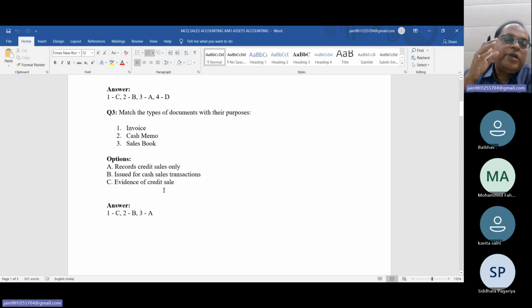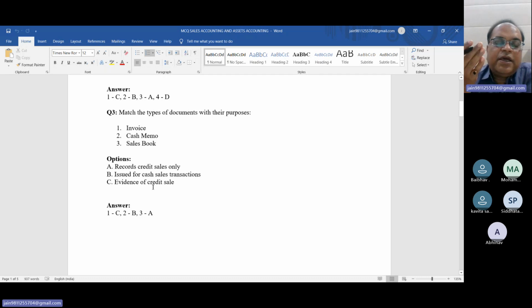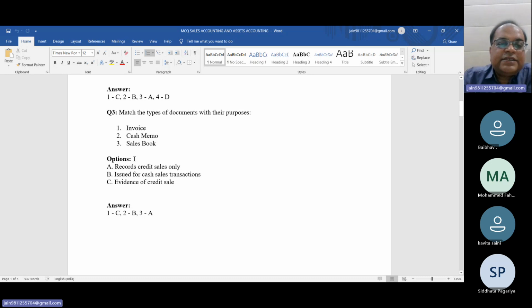So whenever we sell on the basis of credit, then definitely we have to issue an invoice. So the correct answer for first, invoice, is evidence of credit sales. An invoice is the supporting document of credit sales, and the cash memo is the supporting document of cash sales. So the cash memo is issued for cash sale transactions, B2. And the sales book records credit sales only, so 3A.